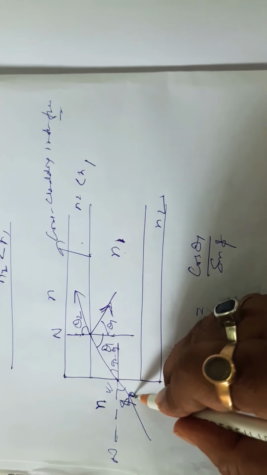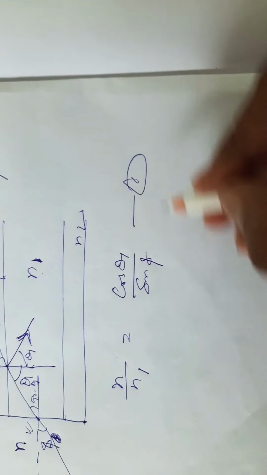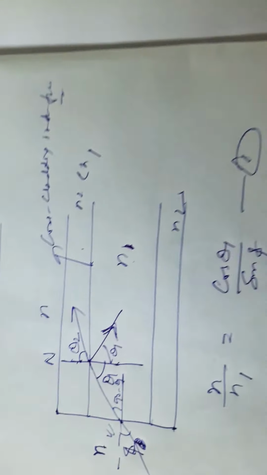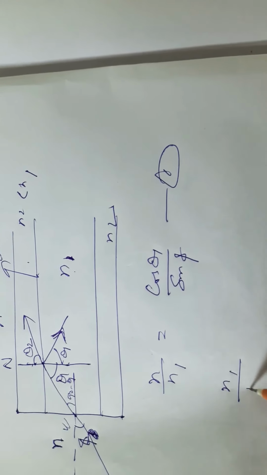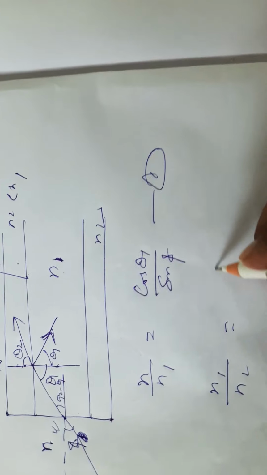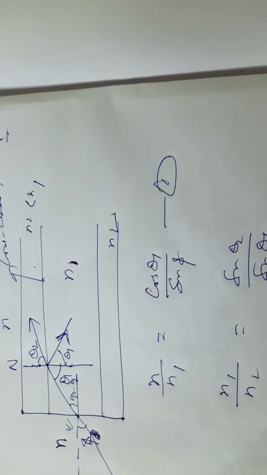This is phi, okay, we'll consider this to be phi. This is equation number 1, and for this part we'll write n1 by n2 is equal to sine theta 2 by sine theta 1.